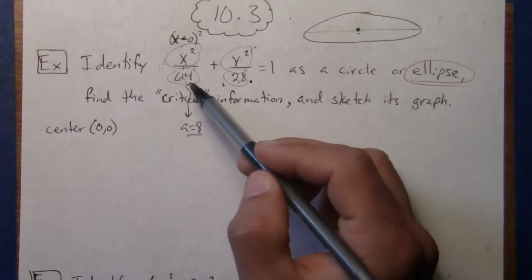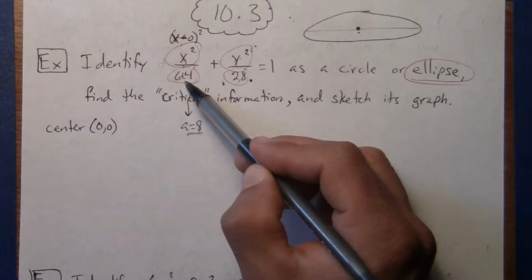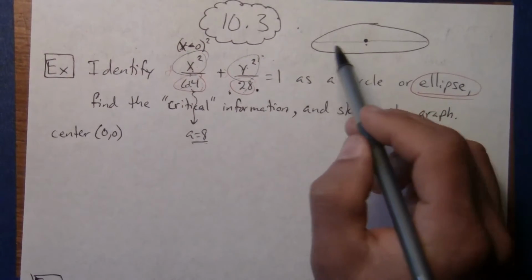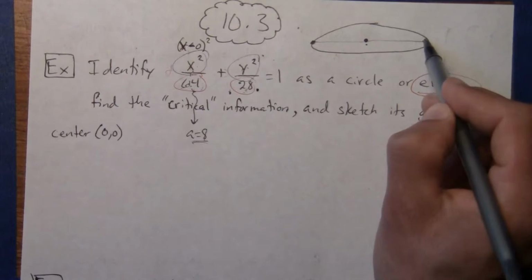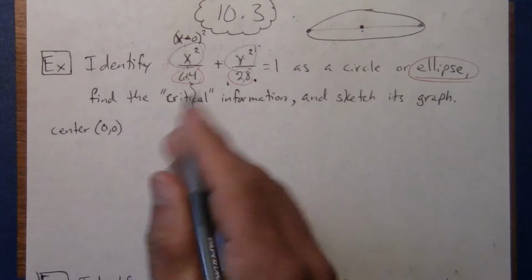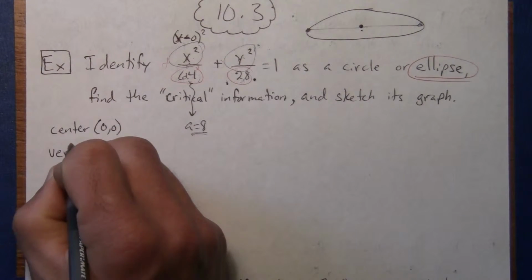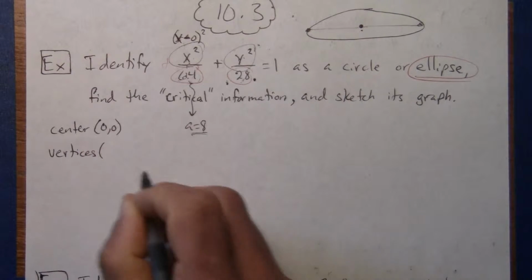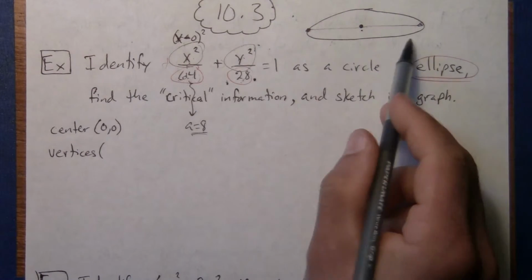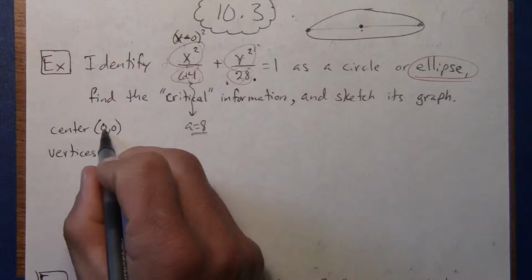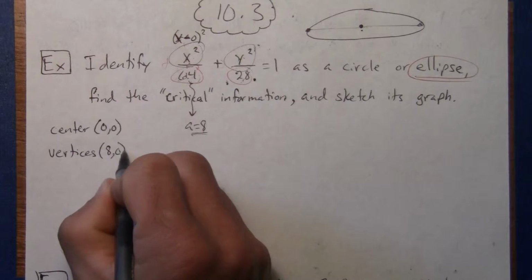So the only reason I do need to know that this is a and it's the bigger number is because we consider the ones that are furthest away from the center, the vertices. So the vertices, which is something that they would ask for, is going to be from the center. Now I'm moving right 8 and left 8. So if I move to the right 8, I'd be adding to the x value, so it'd be 8, 0.